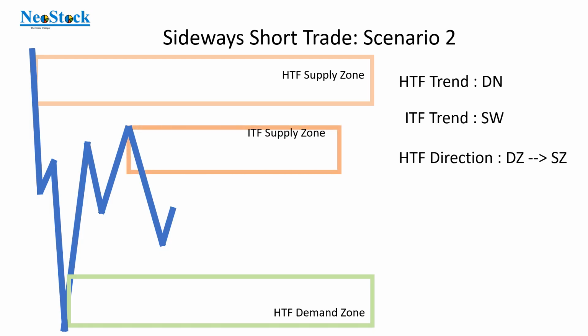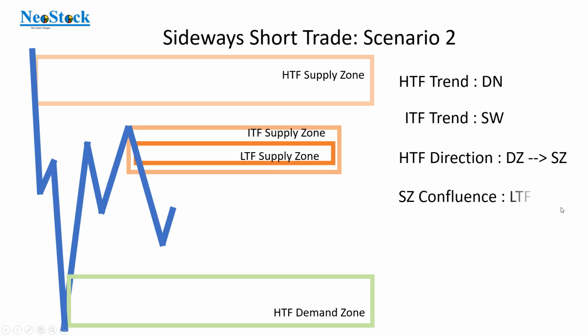Okay, here your LTF supply zone should always be in confluence with the ITF supply zone. That is what supply zone confluence. Okay, what about the curve? The curve should be only high on the curve, but not equilibrium. In the previous scenario, equilibrium we also considered. But in this scenario, always high on the curve. Why? Because the HTF price direction is against short trades. But even then we are planning because the supportive HTF trend is a downtrend. So that's why we can plan the short trades in high on the curve.